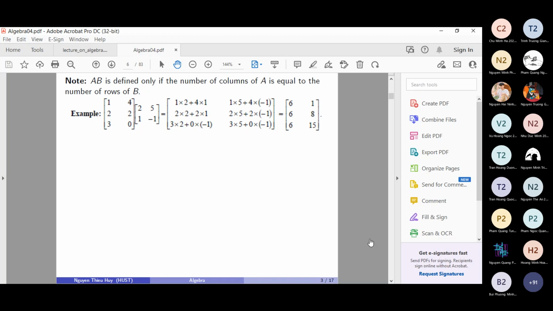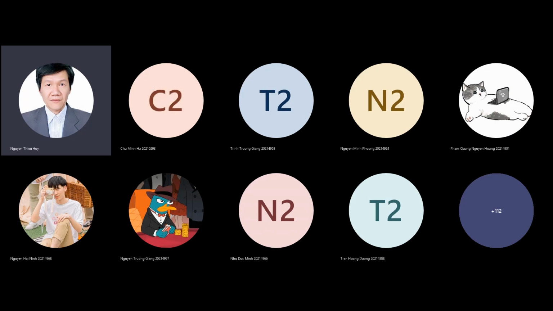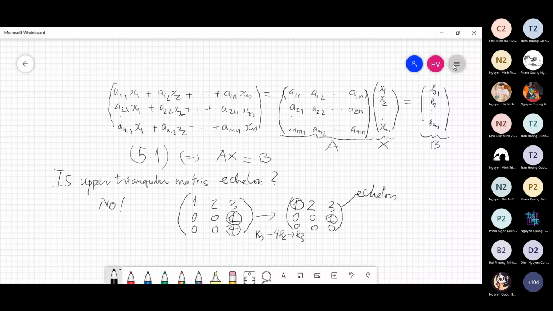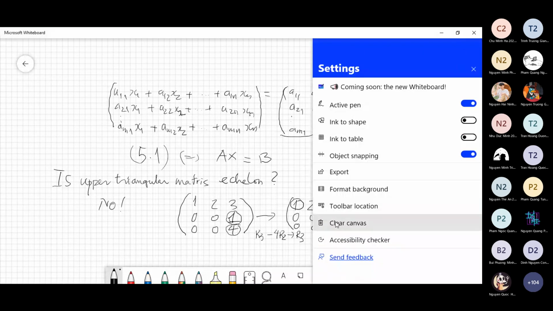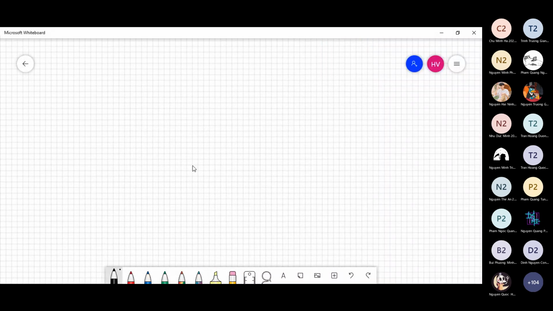Okay, let me do another computation on the whiteboard so that you can see it in more detail. Right? Where's my whiteboard here? So I clear the canvas. Okay.